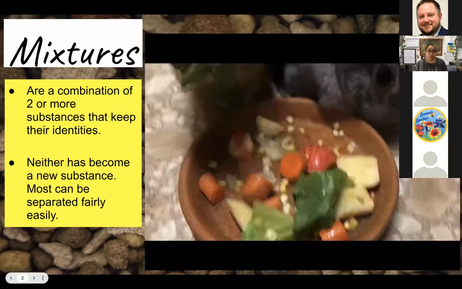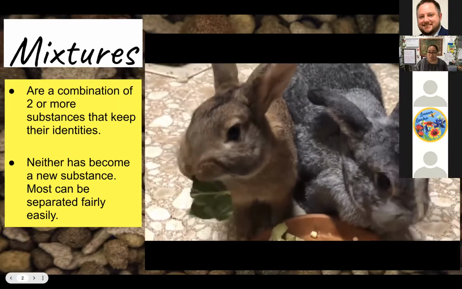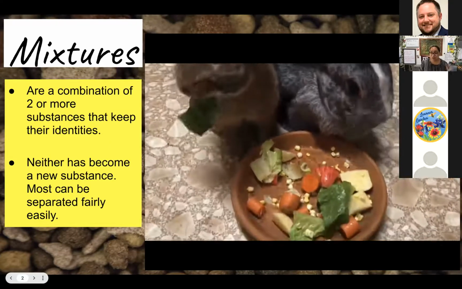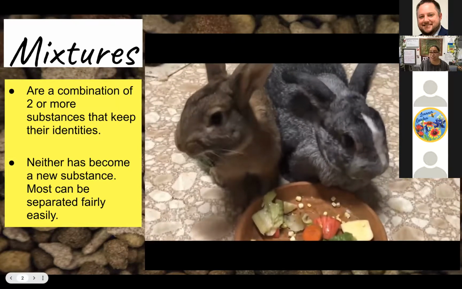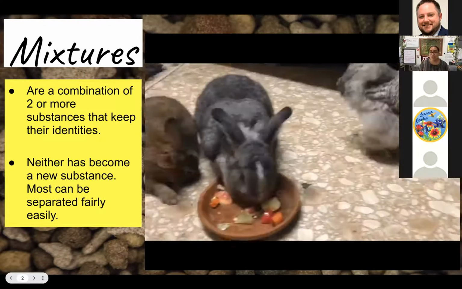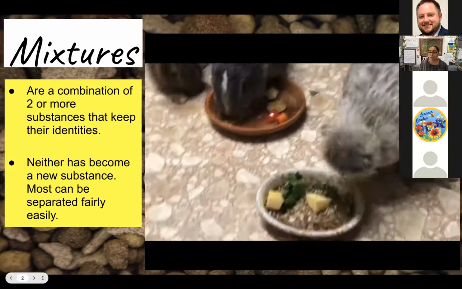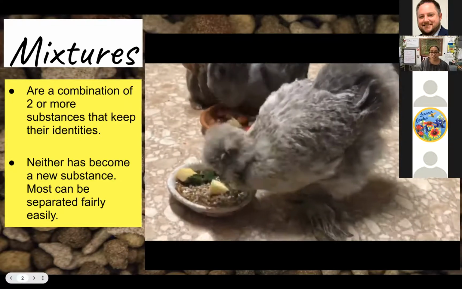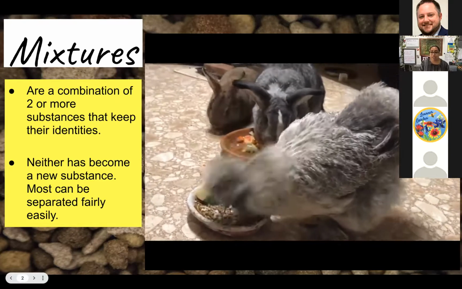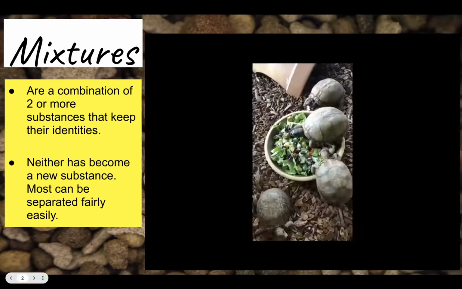Here are two bunnies eating a salad mixture. So again, it's heterogeneous. You can make out the individual components, and it can easily be separated. I can clearly take out those big chunks of carrots or apples and separate it. There's Pepper, our chicken, enjoying her mixture of pellets and mealworms and fruits and veggies.